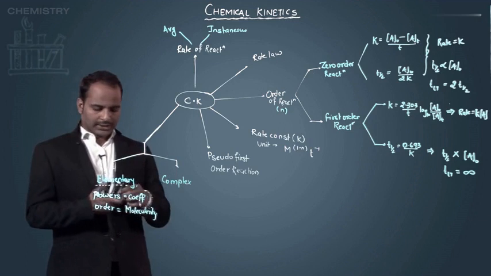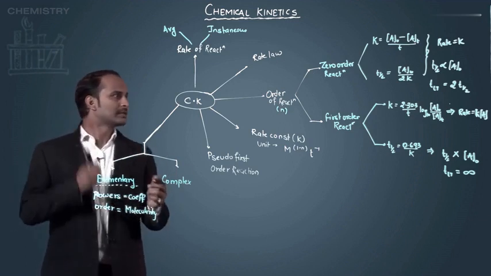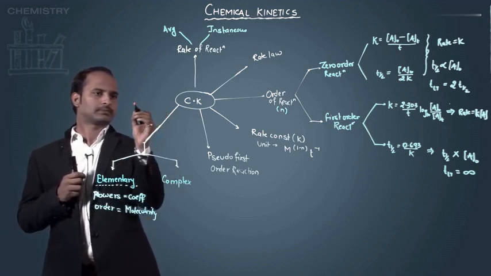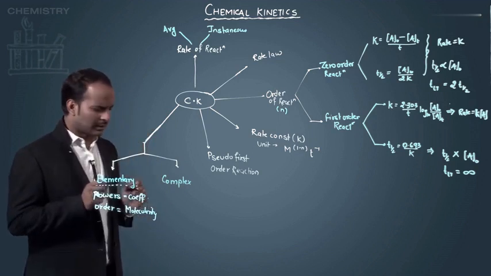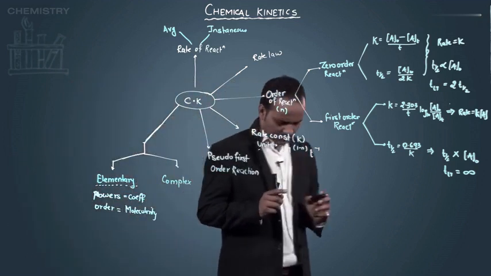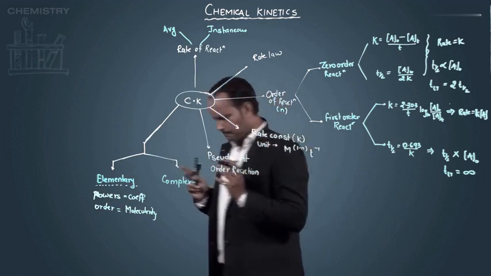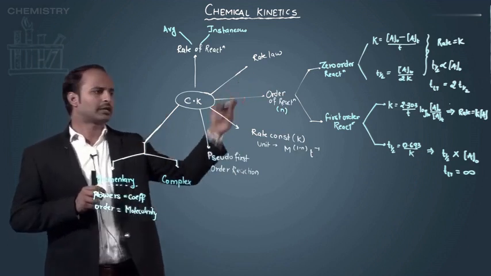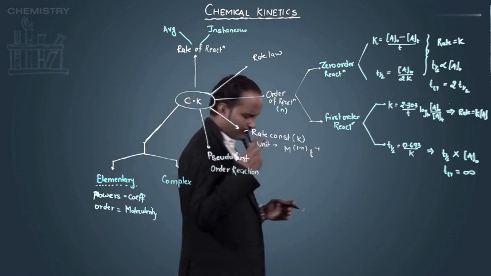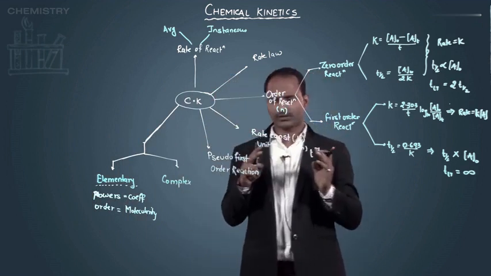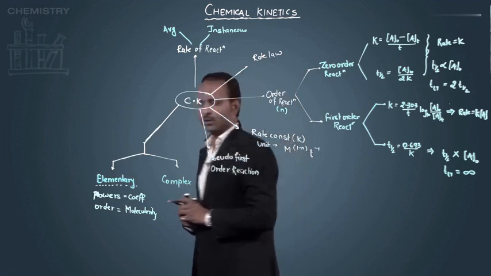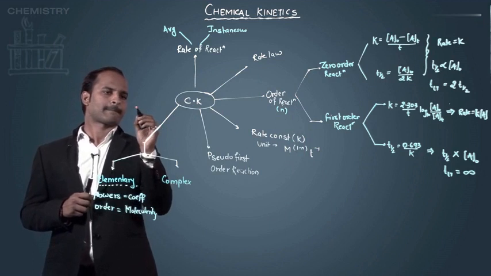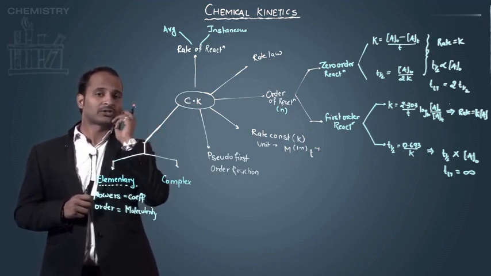After elementary and complex reactions, we did the effect of temperature on the rate of reaction. The rate law tells the effect of concentration on the rate of reaction, and then we have the effect of temperature. But before that, we also did collision theory.